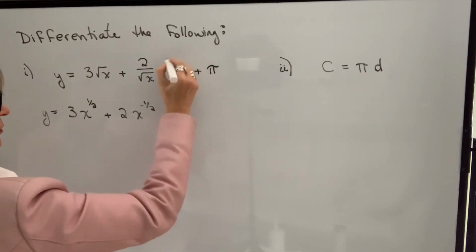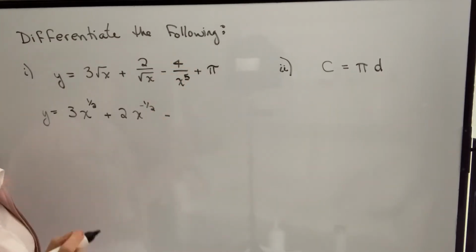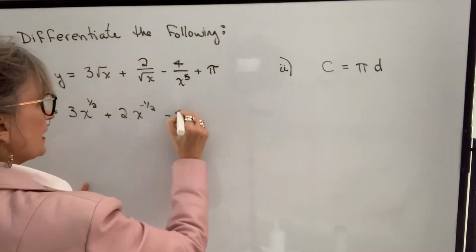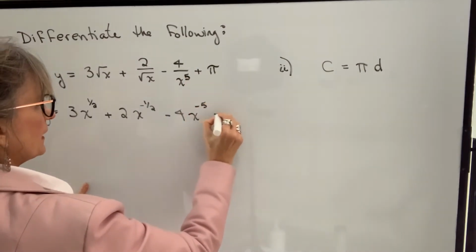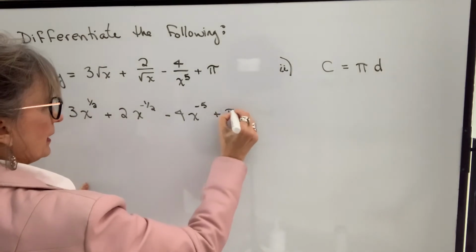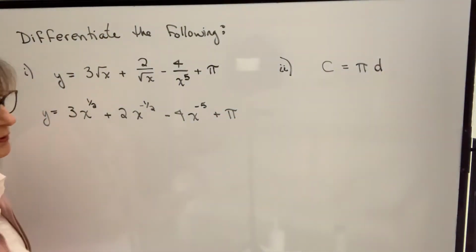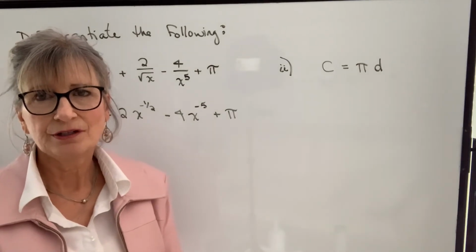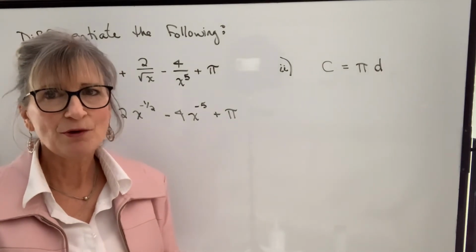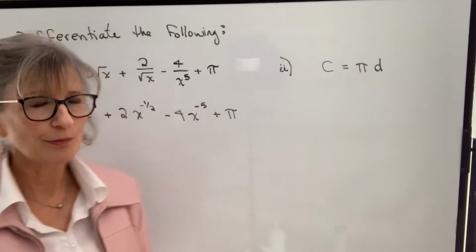Similarly with this quotient, I don't want to leave it in that form. I need to write it as 4 times the power of x, and that power of x would be x to the negative 5. And remember that pi, although we use a symbol to represent pi, is a specific number. It's a constant number. So remember that when you're differentiating, it is not a variable.